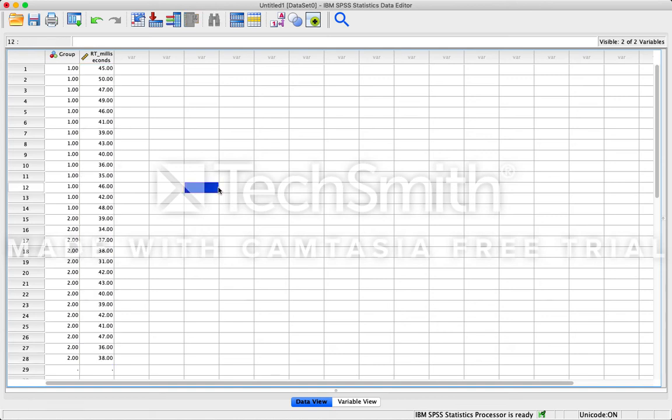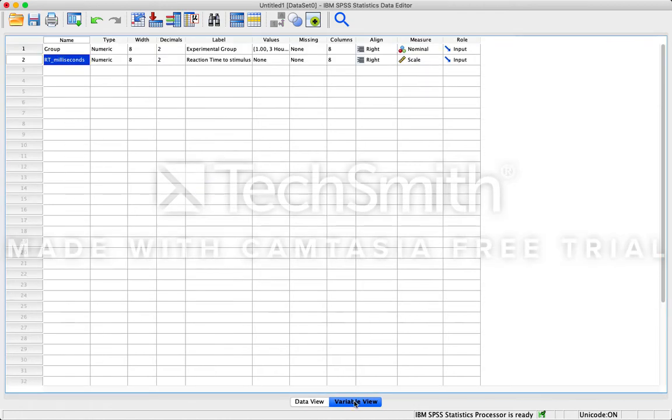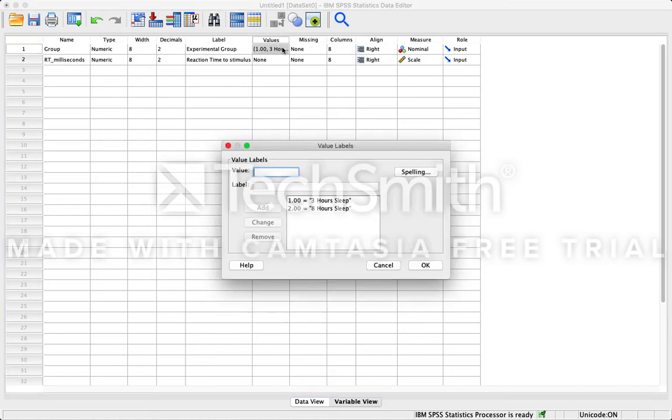Today I'm going to teach you how to run an independent samples t-test using SPSS. I've set up a mock experiment. My experiment wanted to investigate the effects of sleep deprivation on reaction time. So I have two groups. My first experimental group has 3 hours of sleep, and those participants in my second experimental group have 8 hours of sleep.